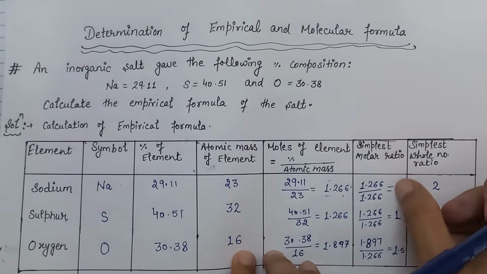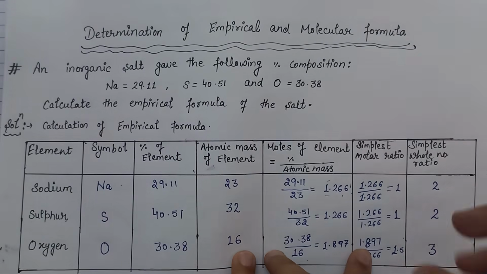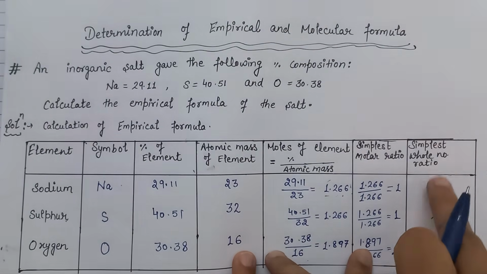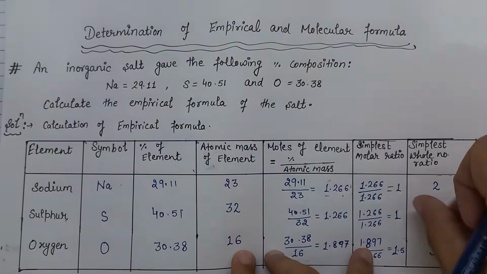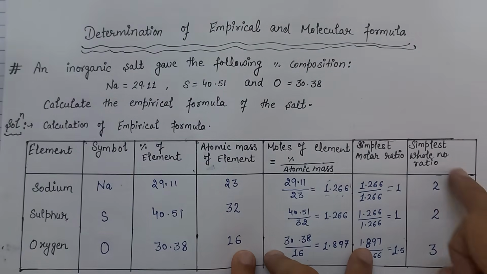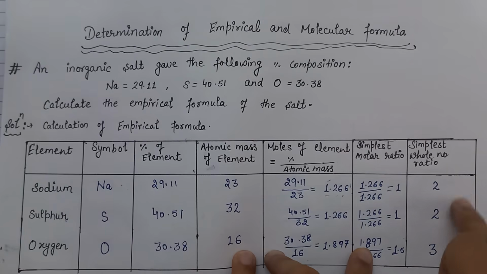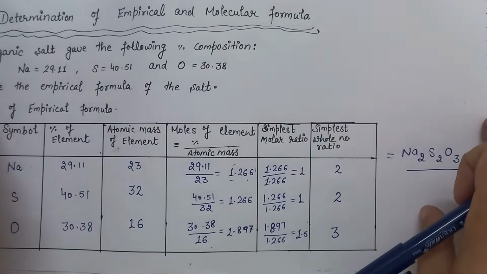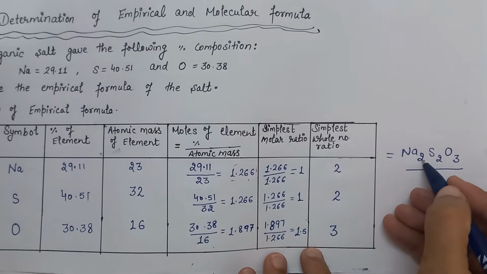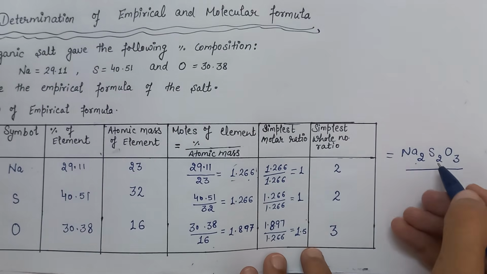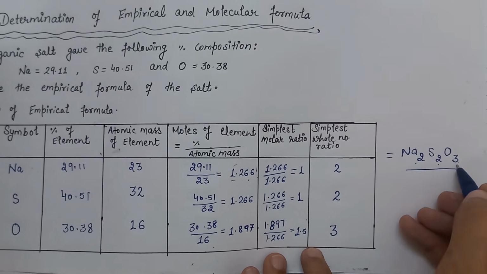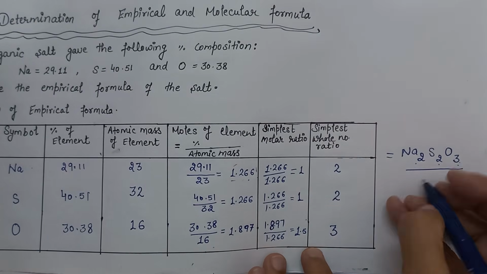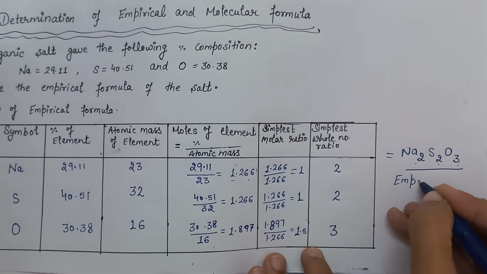Then we get the molar ratio, and if this ratio comes out to be fractional, then we have to convert it into a simple whole number ratio. For this we multiply it by 2, and this is the simple whole number ratio of the atoms present in the molecule. Therefore the empirical formula of this salt becomes 2 atoms of sodium, 2 atoms of sulfur, and 3 atoms of oxygen. They are present in a simple whole number ratio. So this is the empirical formula of the salt.